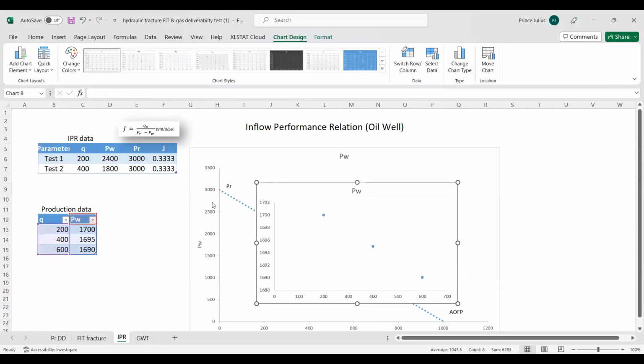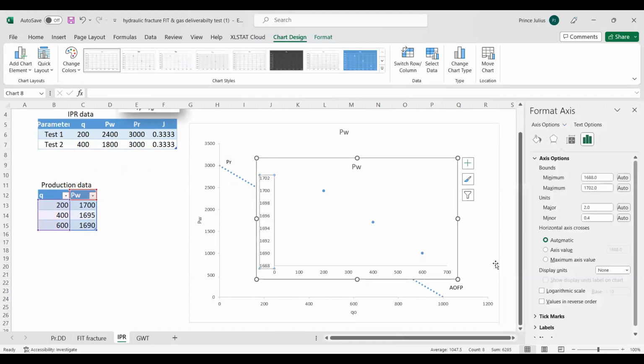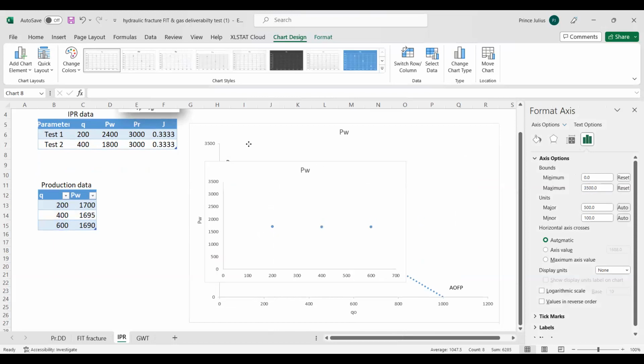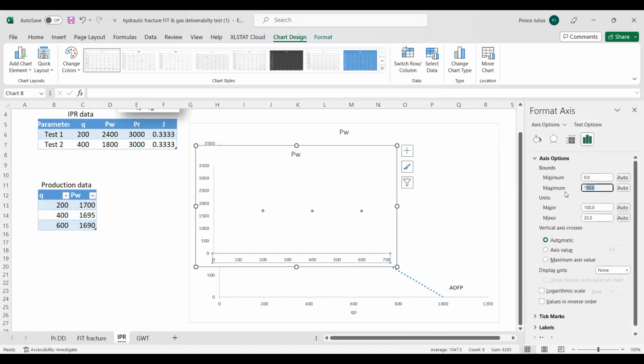I cannot actually do that directly. Even the axis is different. You can see the axis minimum value is 0 over here and the maximum value is 3,500. First, I will adjust that. So the y-axis minimum value, I am putting it as 0, and the maximum as 3,500, which is equivalent to your IPR curve. When it comes to the x-axis also, the minimum value is 0 and the maximum value is 1200. So I'm going to adjust the x-axis to 0, which is already there, and 1200. So this is what my graph looks like.